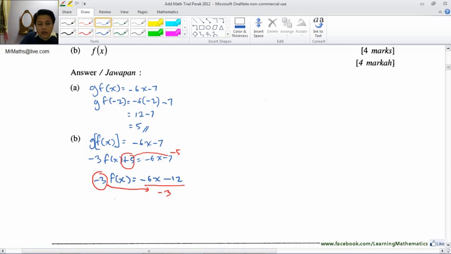So then fx is equal to minus 6x divided by minus 3, which is 2x. And then minus 12 divided by minus 3 is positive 4. There you go. And let's move on to the next question.